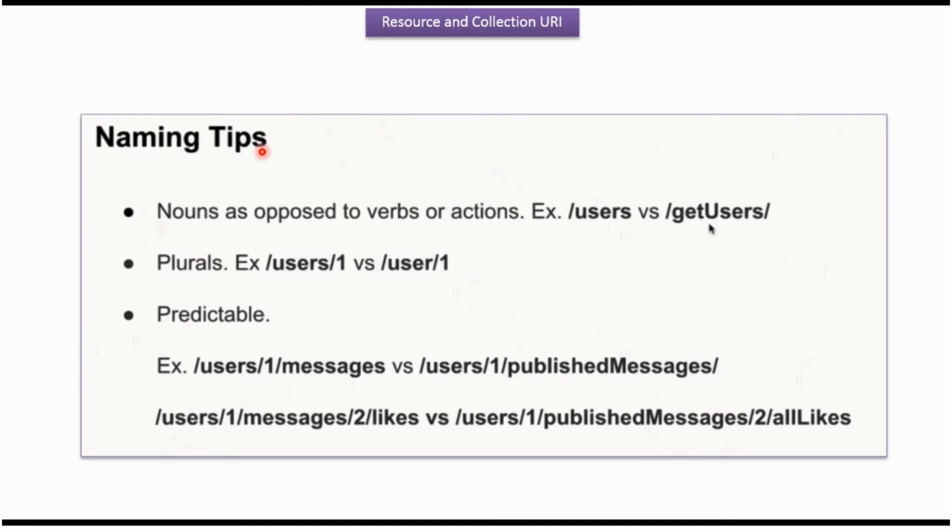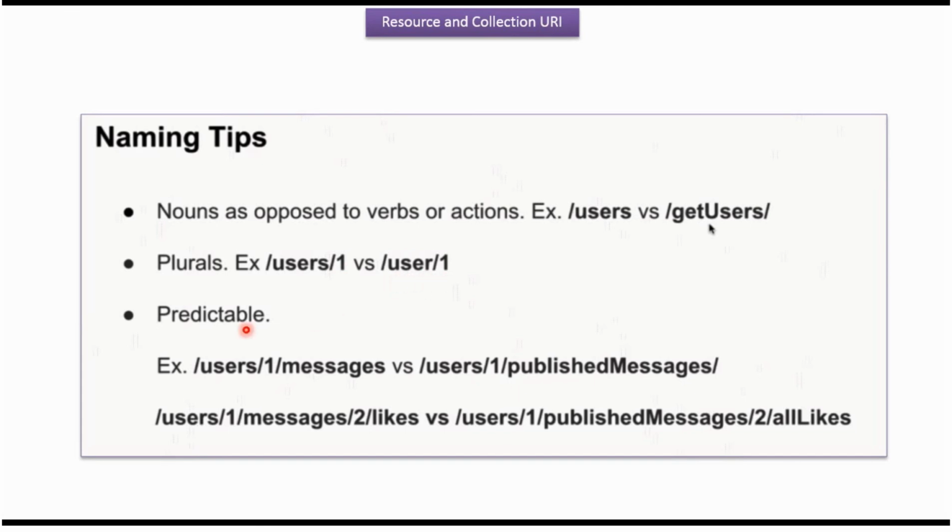Here we can see the naming tips. The URI name should be a noun, like /users, and the URI name should not be verbs or actions like get users or delete users. The collection name should be plural, like users. Then we can specify the specific user ID in the path parameter. It should not be like user/1.